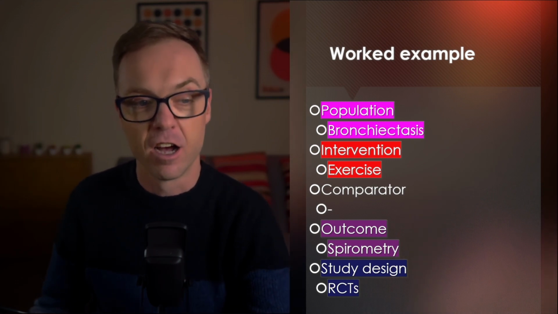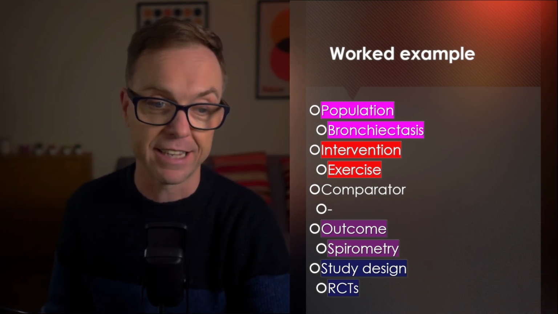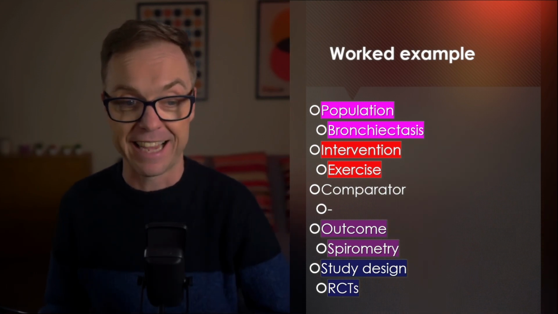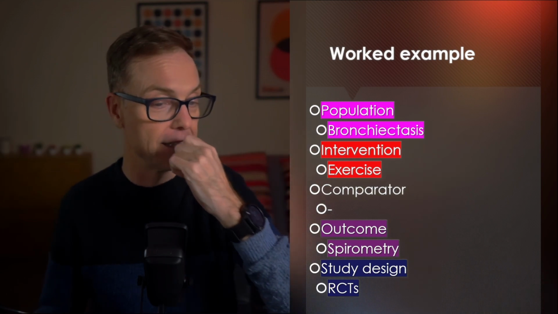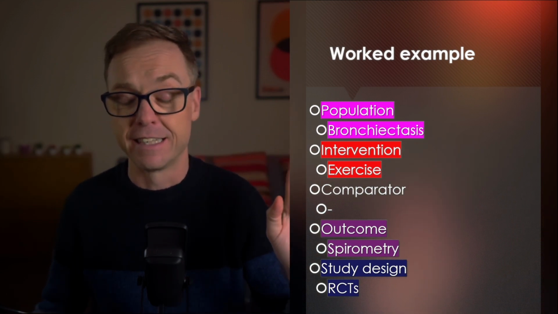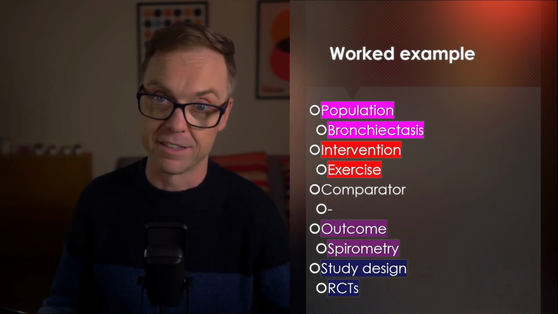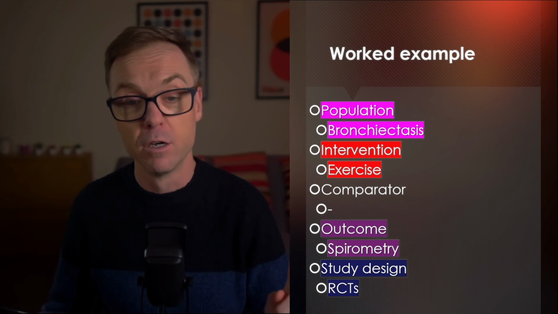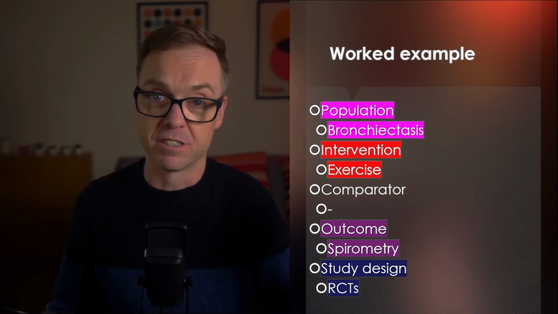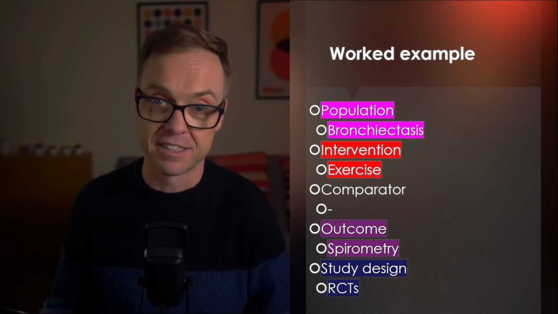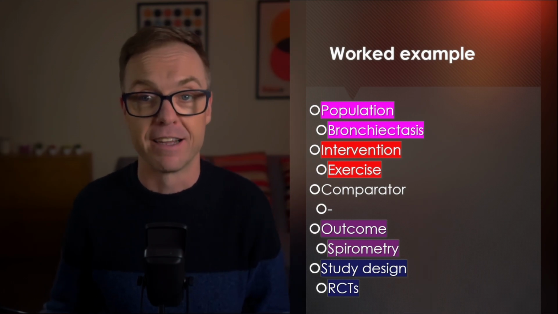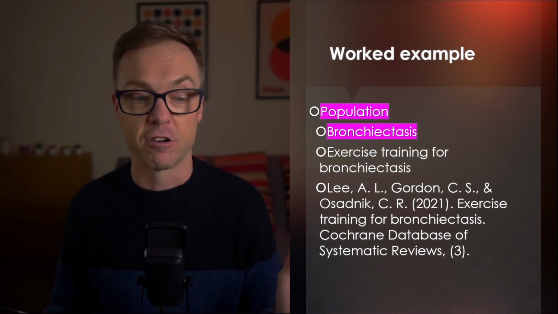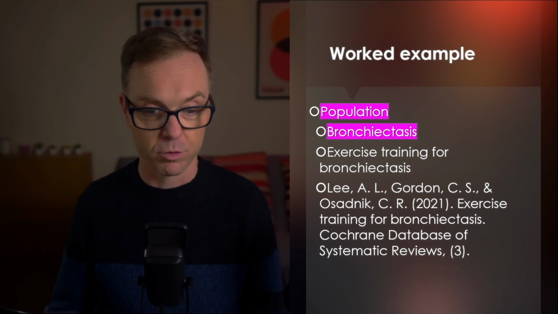So you can see here, I've coloured the population, in my case bronchiectasis, in pink, the intervention, in my case exercise, in red. I'm not interested in comparator. The outcome I'm interested in is spirometry, but it's not in the searches we're going to look at initially. And then the study design is blue. That's not going to be in Central because Central has only RCTs, but it will be in Medline and Embase. This is, as I said, from exercise training for bronchiectasis in the Cochrane Database of Systematic Reviews from 2021.